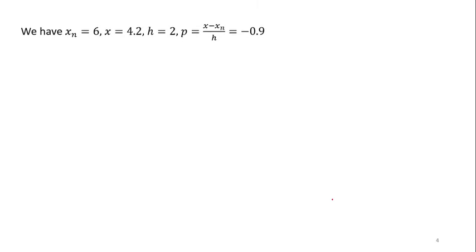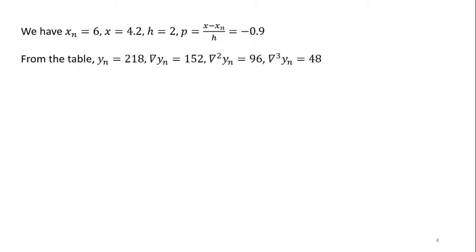We have xn = 6, x = 4.2, h = 2, and p = (x − xn)/h. Here x is 4.2, so p = (4.2 − 6)/2, that is −0.9.